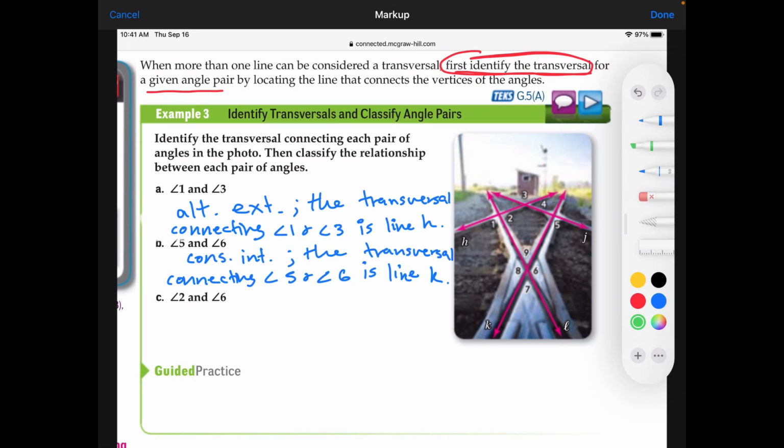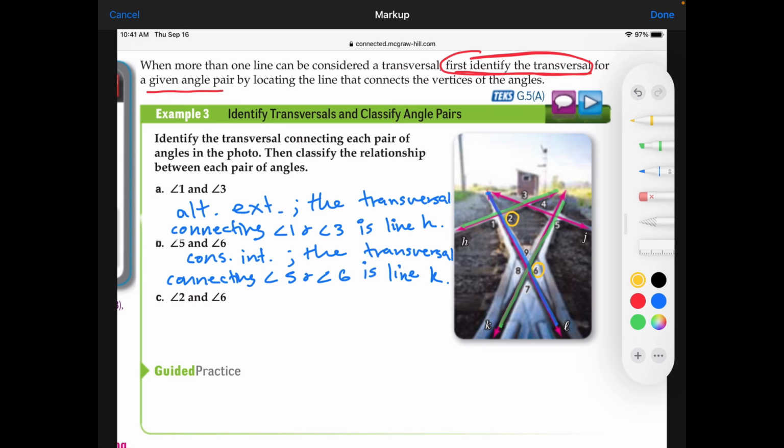Another example. So 2 and 6. Let's identify the lines that we're dealing with. So these two angles are using that line. They're both touching that line, and then the other two lines would be this one and this one. So the green ones are the other lines. The blue one is a transversal because they're both next to that transversal.